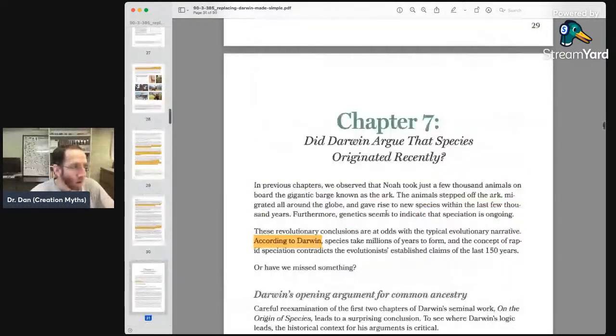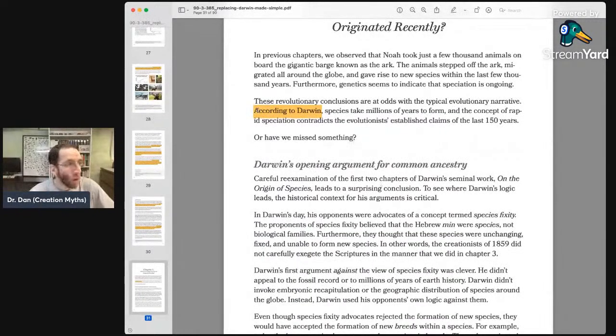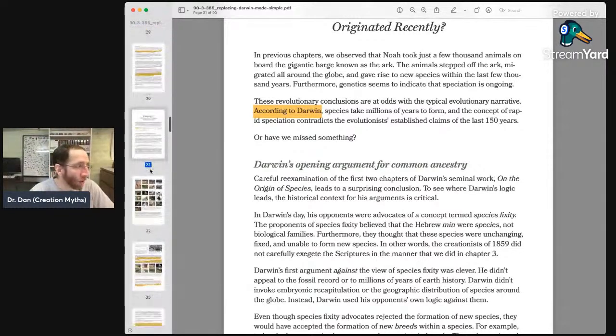Okay, did Darwin argue that species originated recently? Now, this is one of my favorite tricks. According to Darwin, I don't care. Darwin published On the Origin of Species in 1859. This book was published in 2020. The original Replacing Darwin was 2017. I don't care what Darwinian evolution says. I care about evolutionary theory in the 21st century. That's what matters. So I don't care what Darwin says. It just doesn't matter. It's irrelevant, right?